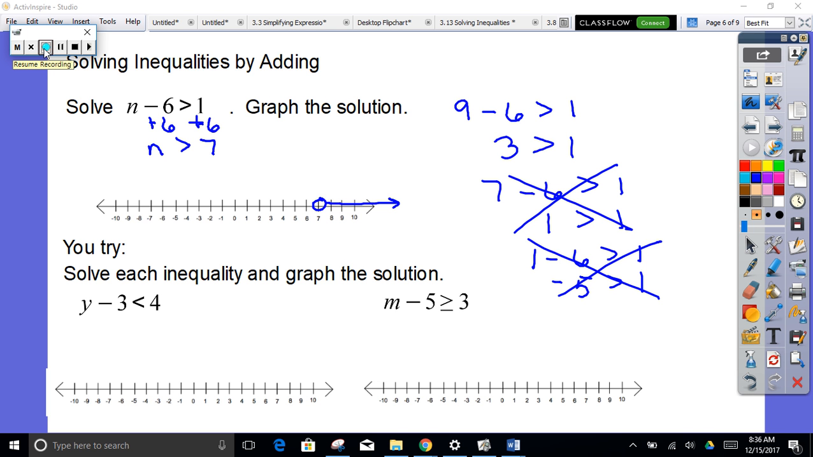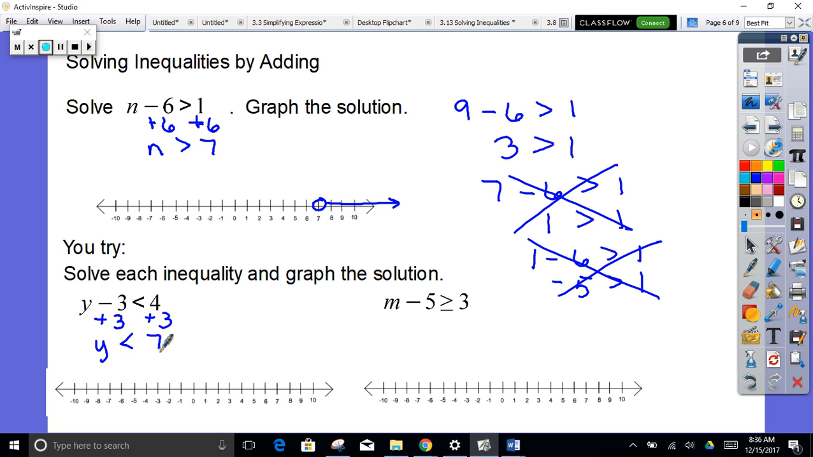Okay, this is pretty quick. Jake, tell me how you do number 1. Add 3 to 3, you get y. Okay, let's start out by saying add 3 to both sides. So let's write out what we're going to do. Okay, so we get y is less than 7.